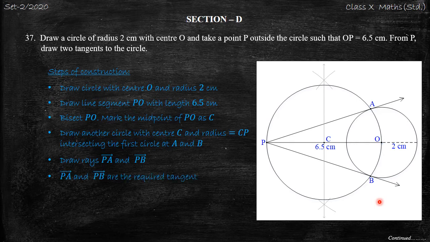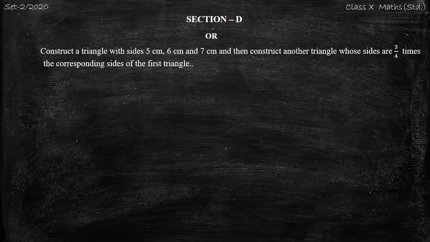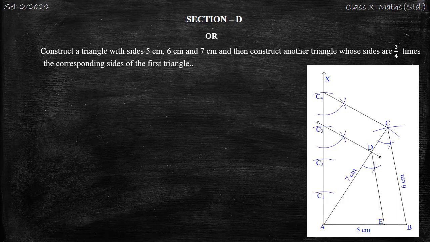So the rays PA and PB are the required tangents. Okay, this is a choice question on construction. Here we need to construct a triangle with sides given and construct another triangle whose sides are proportional to the first triangle. This is a figure after construction.